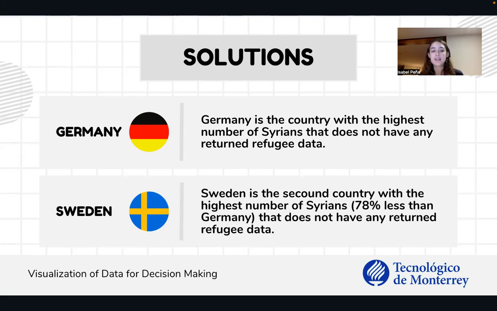The second country is Sweden, which is the second country with the highest number of Syrians that doesn't have any returned refugee data. But the number of Syrians that live in Sweden is 78% less than the Syrians that live in Germany. So I really believe that Germany should be chosen as the alternate asylum country. By implementing these solutions, the UN would help to improve the indicator of the number of returned refugees.